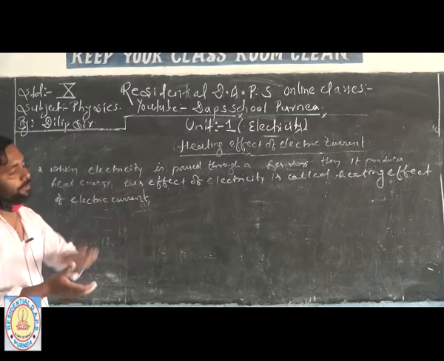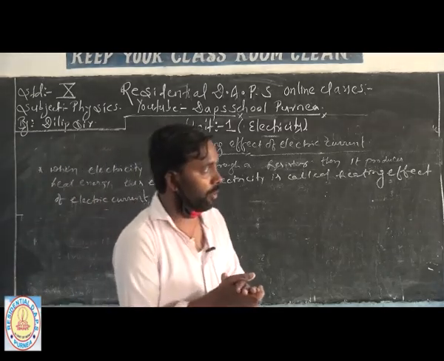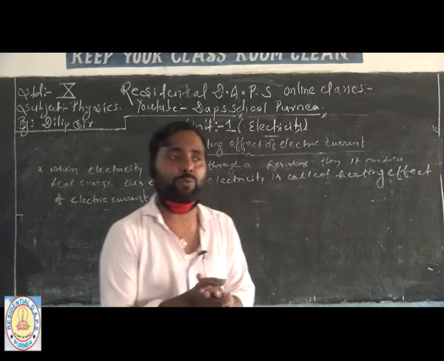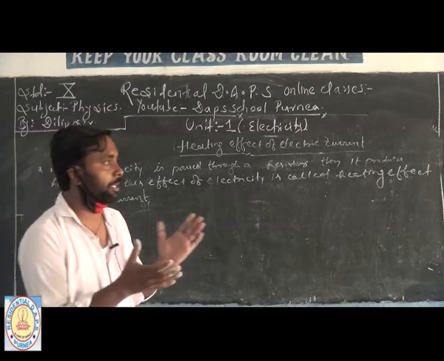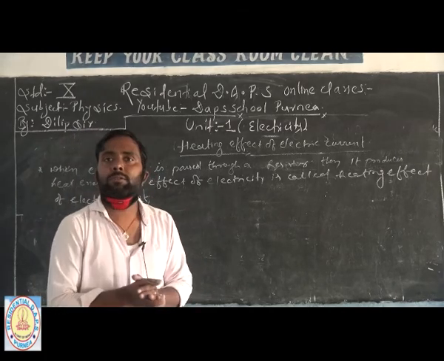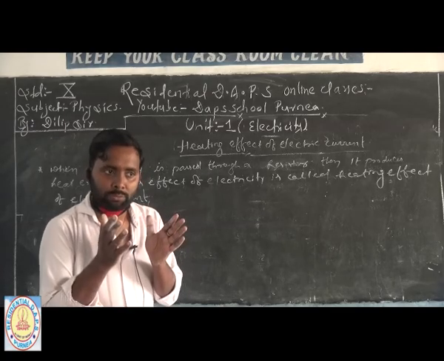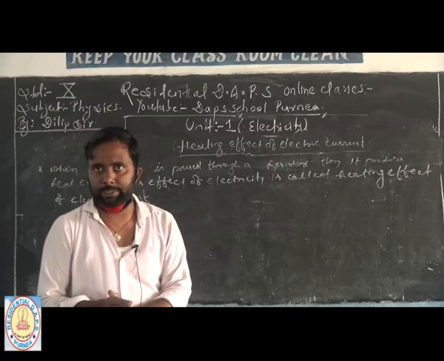Electric current heating effect is what? It is the heating effect of electric current on the basis of which we can use various appliances like the electric bulb, electric heater, electric geyser, electric toaster, electric cooker. All these work only on the basis of heating effect of electric current.